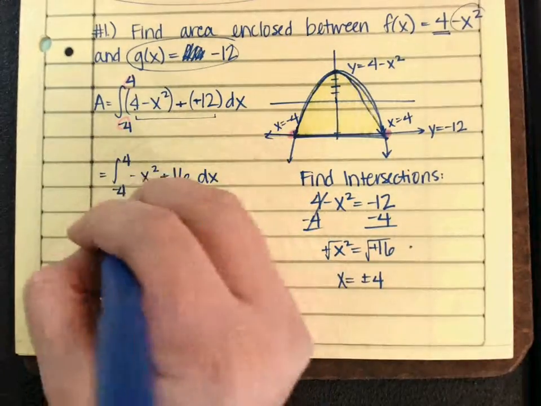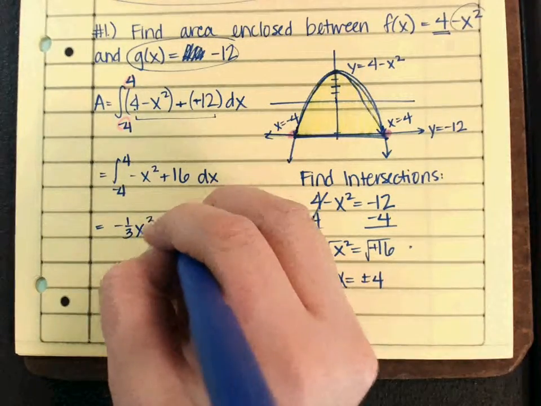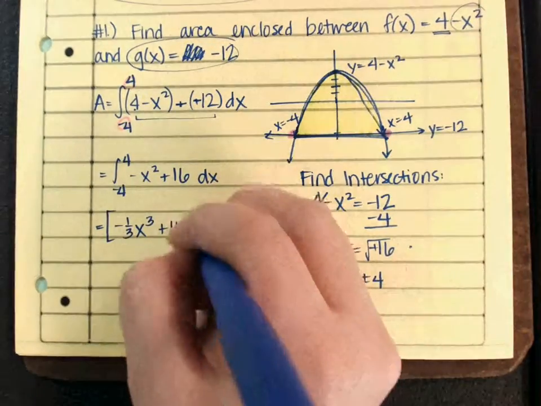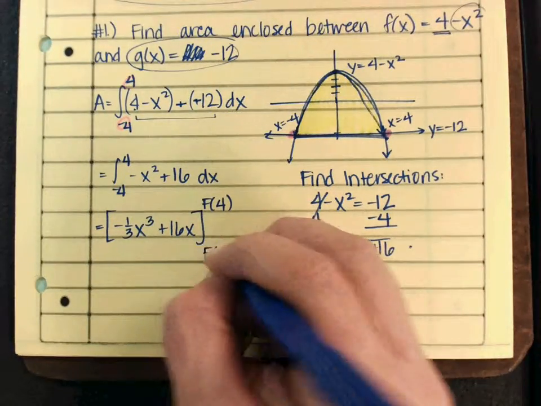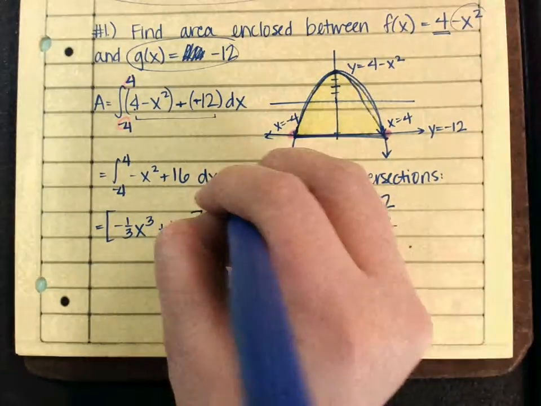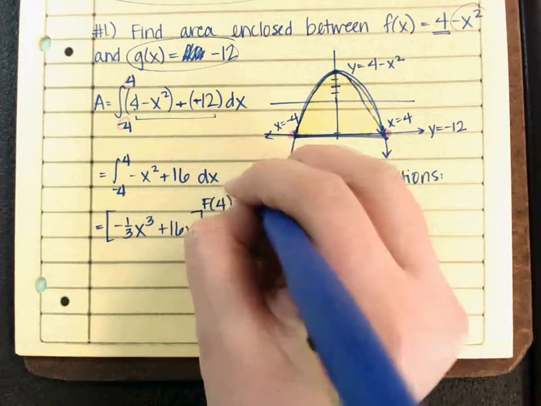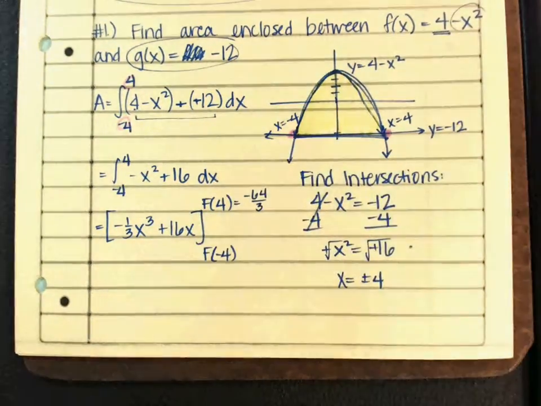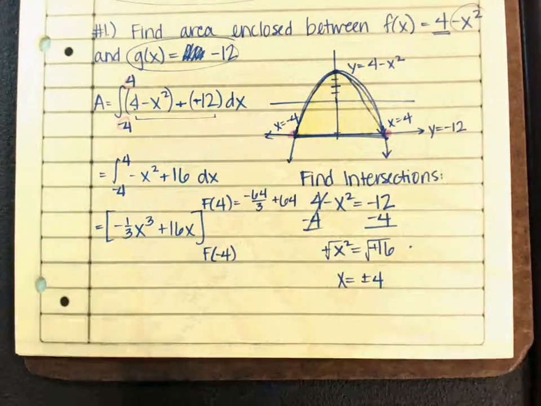So it'd be negative 1/3 x cubed. Antiderivative of 16 is 16x. Plugging in 4 and negative 4. If I plug in 4 first, 4 cubed is 64. So that'd be negative 64 thirds. And then plus 16 times 4 is 64.